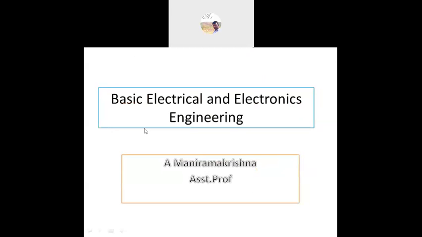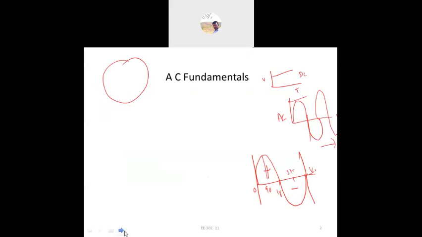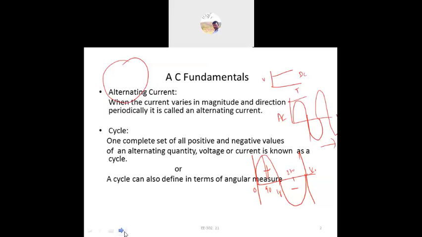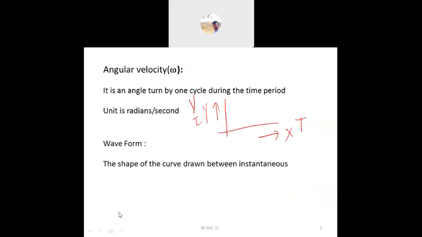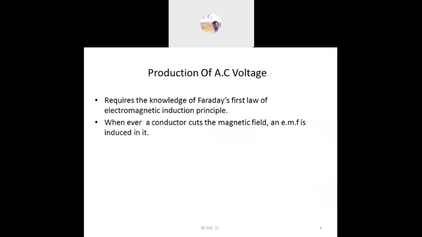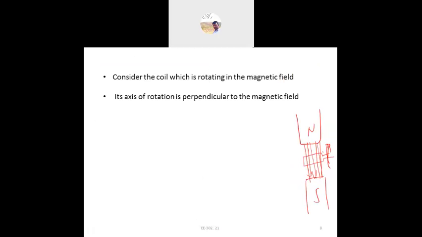In the animation in today's class, we will see how the sine wave is generated for 90 degrees, 180 degrees, 270 degrees, and 360 degrees. Let's see today's lecture. We have discussed alternating current, why it is called an alternating current cycle, and also angular velocity and waveforms. We have already discussed these, so let's go to today's lecture.